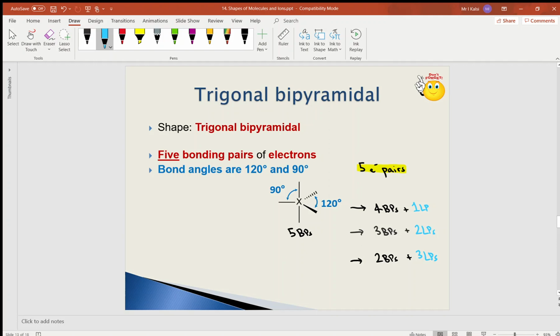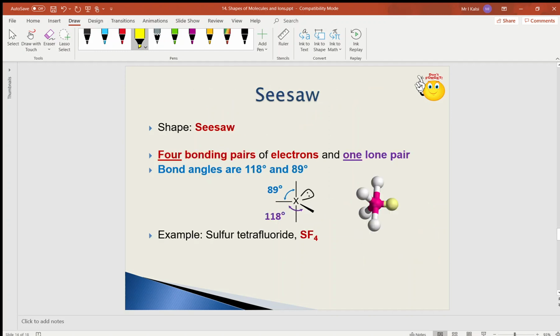So let's have a look at this. Okay, so we're basing it on 5 electron pairs. If they were all bonding pairs, we'd end up with this trigonal bipyramidal shape. What happens if out of the 5 electron pairs, 4 are bonding pairs and you've got 1 lone pair? Well, you get this shape, which is called a seesaw, where I've replaced one of the bond with a lone pair.